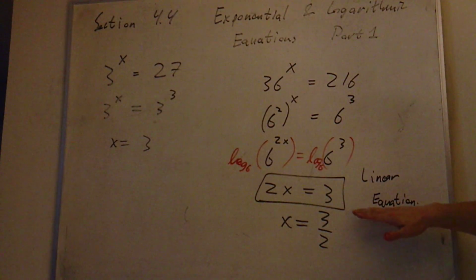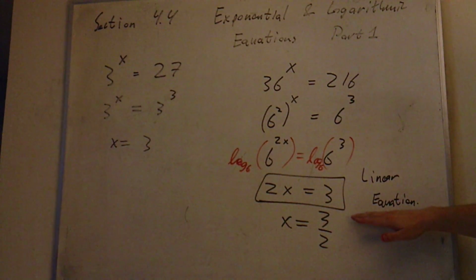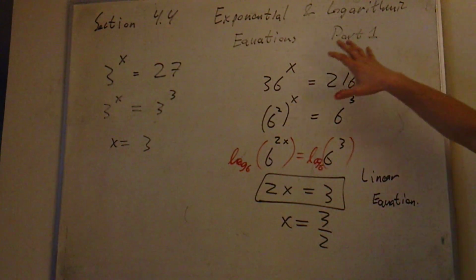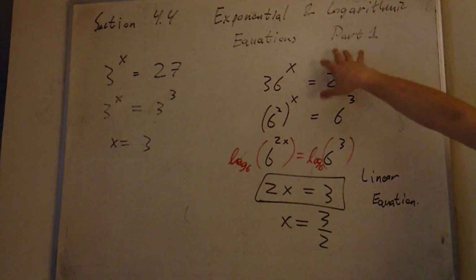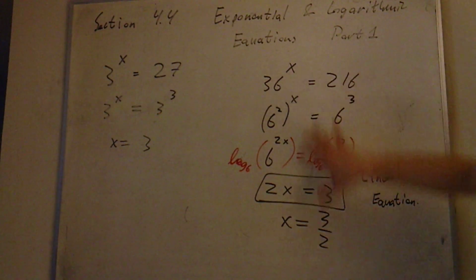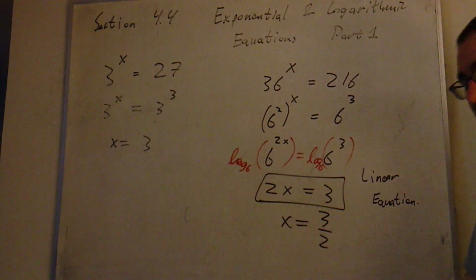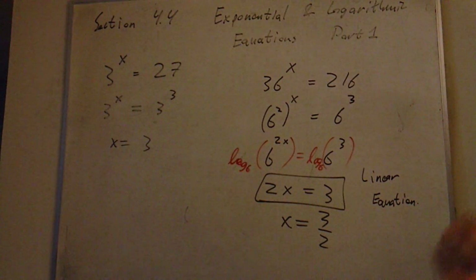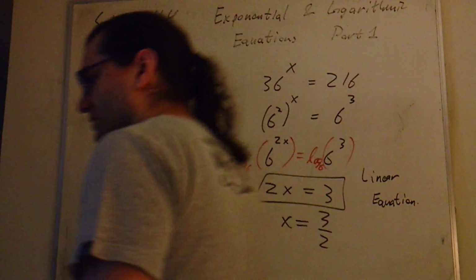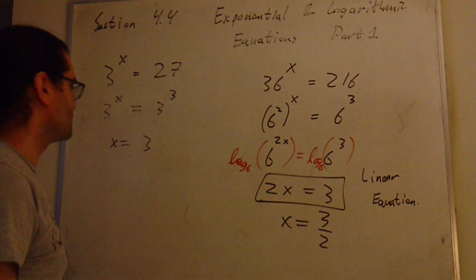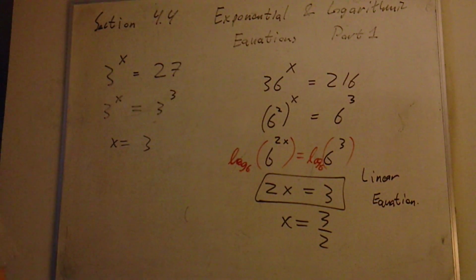Ultimately, this is pretty much the goal. We're going to try really hard to transform these exponential and logarithmic equations into linear equations. If we can get them into linear equations, then we're all set. We can just solve the linear equation. Super easy. Not much more work than that. So let me erase all of this and we can do another couple examples.